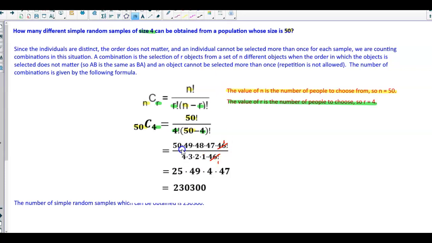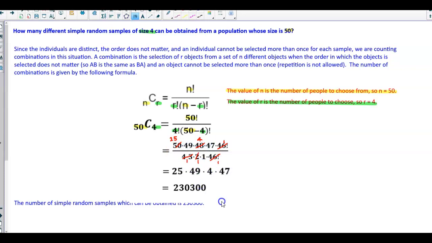Now the remaining numbers we can simplify. The 1 can remain there. We know that 2 goes into 50 25 times. It doesn't necessarily mean you have to go this route, but it's one way to simplify. Now we have 4 times 3, and 4 times 3 is 12, which goes into 48 4 times. So what you can see is left is 25 times 49 times 4 times 47 all over 1.